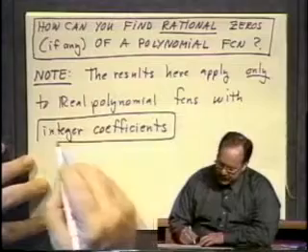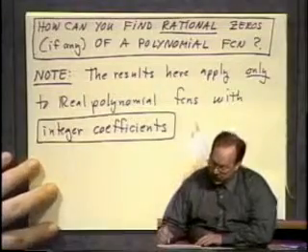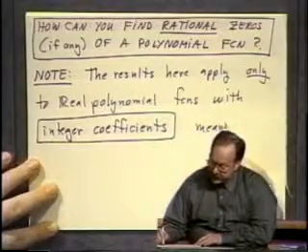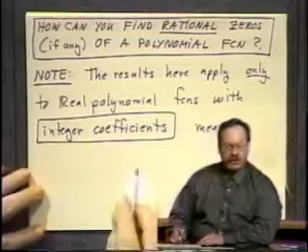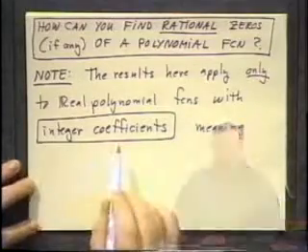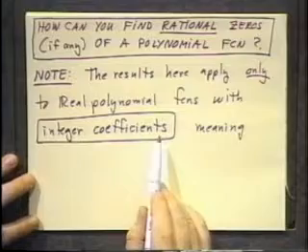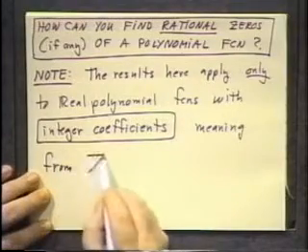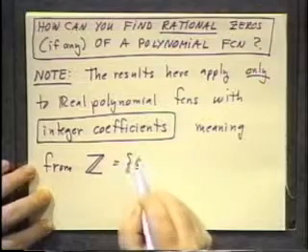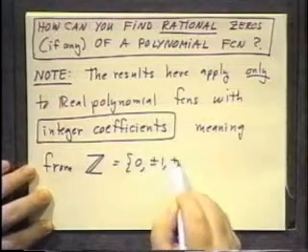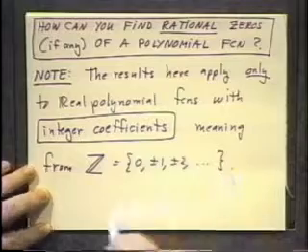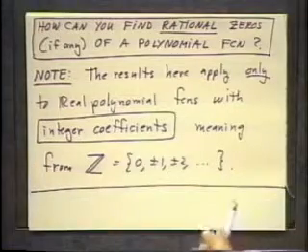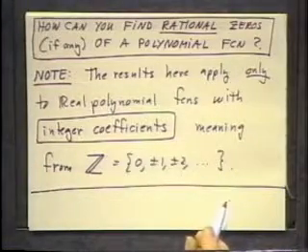So if you have coefficients that are fractions or coefficients that are irrational numbers like square root of 2 or pi, etc., this will not apply. So this applies to those with integer coefficients, meaning, just to remind you, from Z, the set of integers, which is the set 0, plus or minus 1, plus or minus 2, etc., out to infinity. So that's the first point to be made about this result.